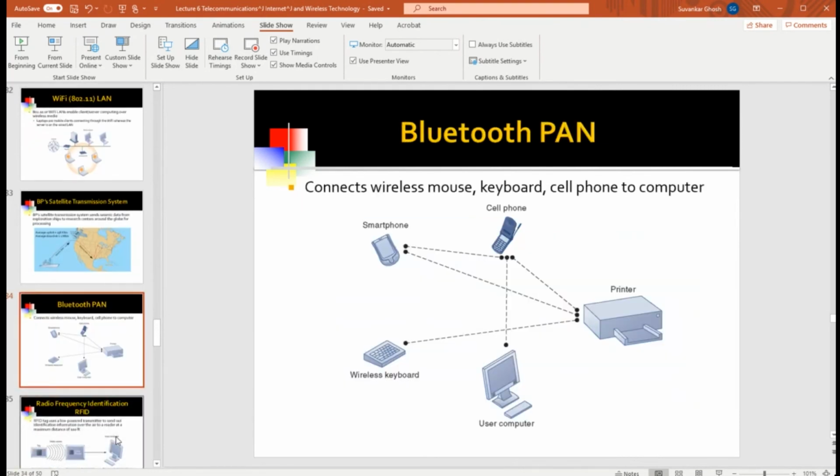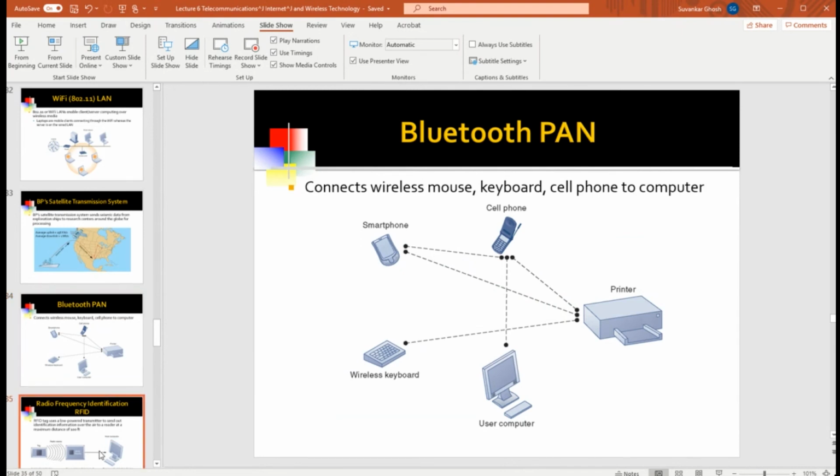One also has Bluetooth. This is also there in the UPS, and this is really for connecting peripheral devices like an optical mouse or optical keyboards to your PC.